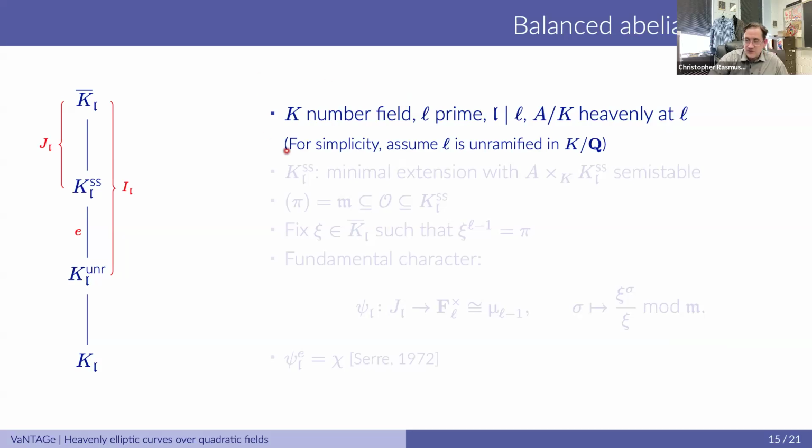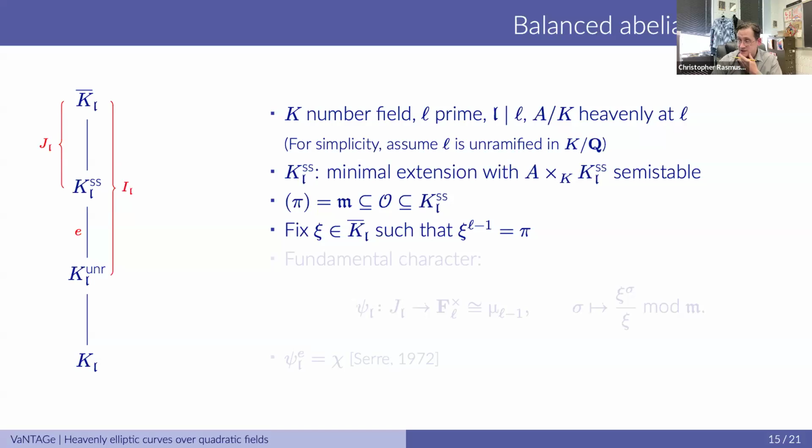You can tell the story I'm about to tell if L happens to ramify in K, but for simplicity, let me just assume L is ramified. Then we can look at the following tower of local fields. I'll first take the maximal unramified extension. Then, as is well known, there's a finite extension over which A is going to obtain semi-stable reduction. And then on this subgroup of the inertia group, which I'm calling JL, defined by this semi-stable extension, there is a construction known as the fundamental character. So how does this work?